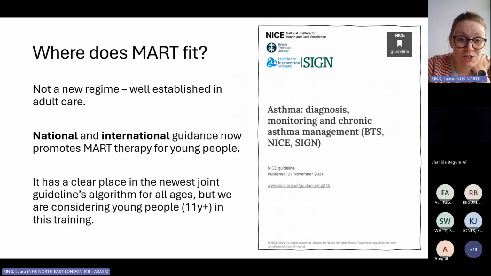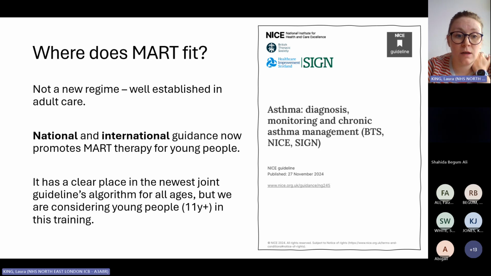So as I've said, it's not a new regime. It's well established in adult care, is my understanding. And I know that my adult colleagues, it's their bread and butter actually in asthma now. Our national and international guidance, so GINA, for example, has promoted MART therapy for quite some time, but it has a really clear place in the newest joint guidelines. So that's the BTS, SIGN and NICE, heavily anticipated. We've waited for a long time, that came out just before Christmas.